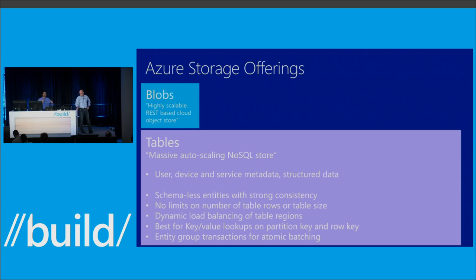And we take care of observing which regions of your table are hot, getting a lot of writes or a lot of reads, and we load balance automatically across hundreds of servers in our service. So you never have to worry about, what's my scale unit, how do I do this? The other thing that we do is provide entity group transactions. If you're trying to do grouped transactions atomically, we do have that within a partition.